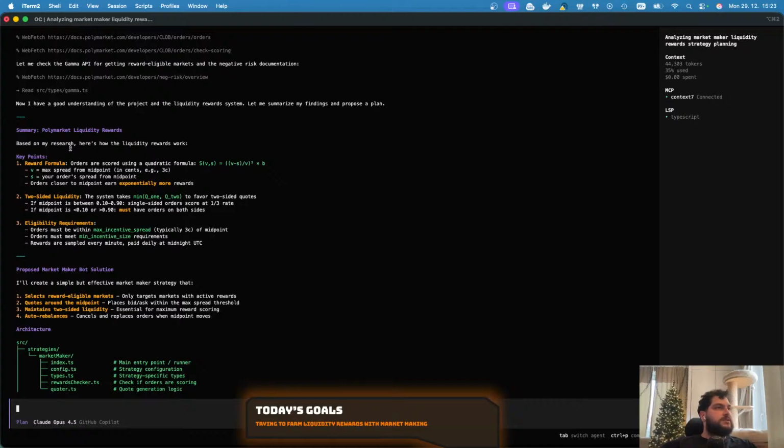Two-sided liquidity. The system takes the min of Q1 and Q2, which favors two-sided quotes. Single-sided orders score at one-third of the rate when the midpoint is between 0.10 and 0.90, and you need orders on both sides. Eligibility requirements: orders must be within the incentive spread, and orders must meet incentive size requirements. Rewards are sampled every minute. Paid daily at midnight. Okay, awesome.